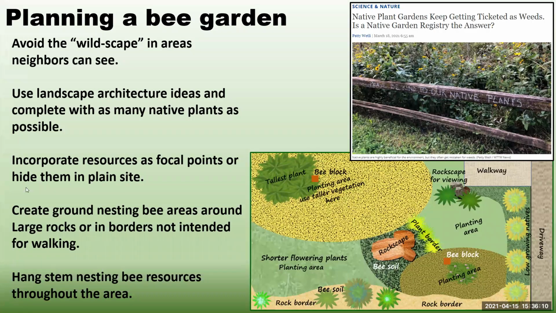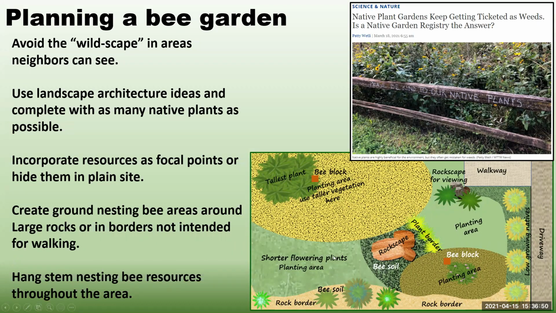So if you want to plan a bee garden, one of the problems I see quite often that a number of gardeners do is they just want to rewild their area, and that oftentimes upsets neighbors. And it was a huge problem in the Northeast. A recent article from Science and Nature is in Chicago, native plant gardeners keep getting ticketed, which is costing them hundreds of dollars for these tickets. And the problem is that they're simply letting the plants go wild in areas where people are expecting to see order. So my recommendation to overcome that hurdle is use landscape architecture ideas, but fill them out with native plants.